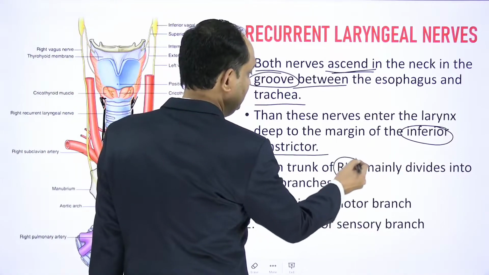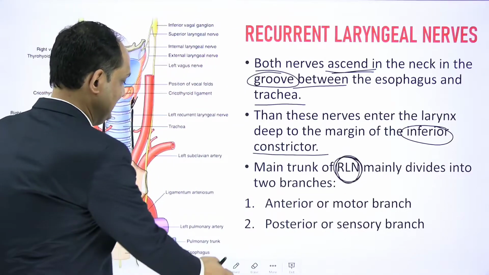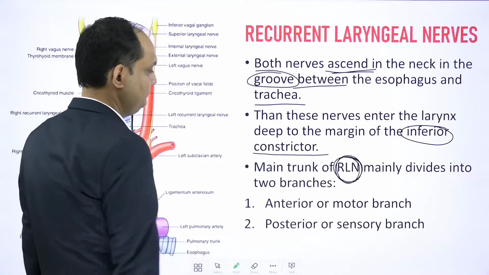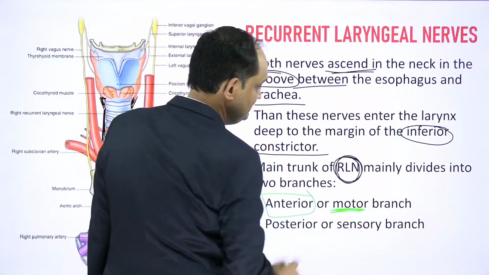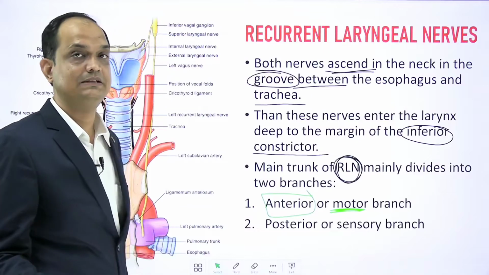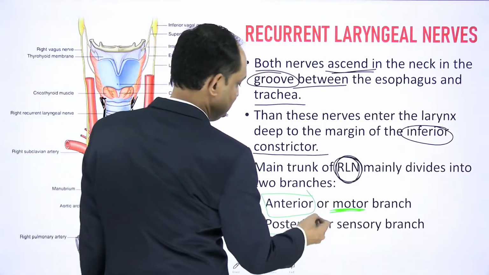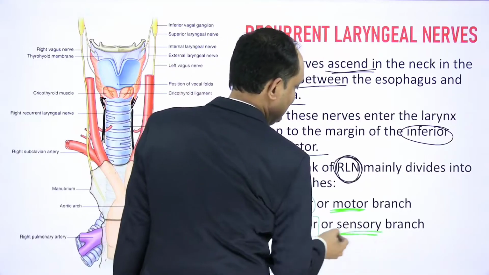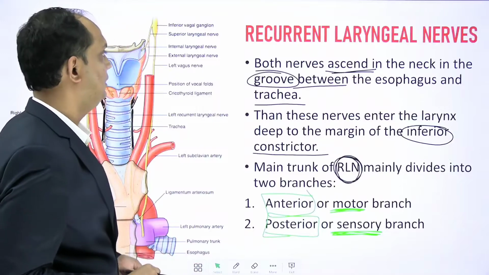Now each recurrent laryngeal nerve divides into two branches. One is known as the anterior branch and one is the posterior branch. The anterior branch is motor in nature. That means it supplies all the muscles of the larynx except cricothyroid. And the posterior branch is sensory. That means it supplies the part of the laryngeal cavity below the vocal cords.